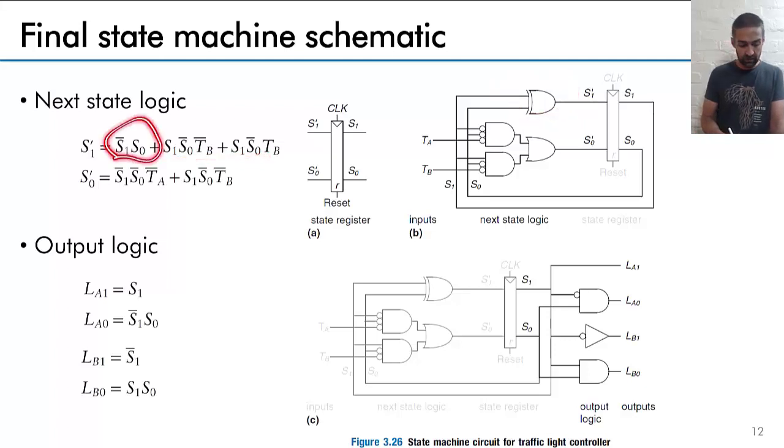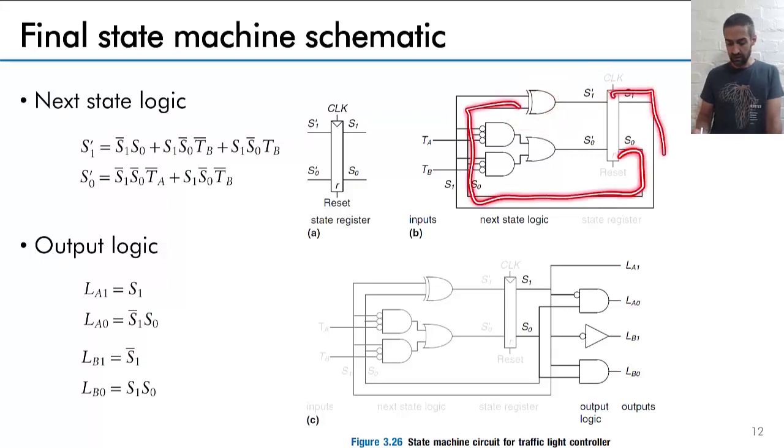If you expand this term once, you'll find this is just an XOR gate. So just rewrite this with a TB and a not TB, once with a TB and once with a not TB, and you'll see this is just an XOR gate. So the next state, most significant bit, is just driven by an XOR of, as you can see, S0 and S1.